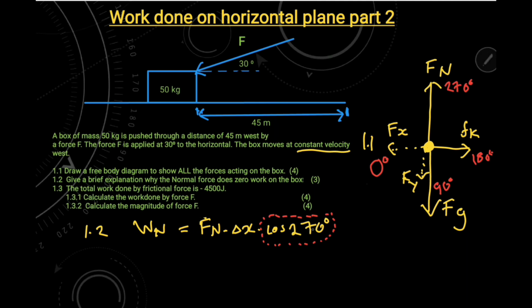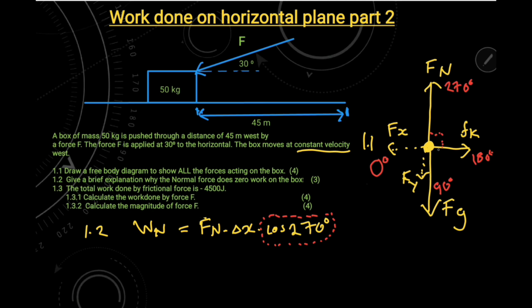0. So our explanation is to say that the normal force acts at an angle of 270 degrees to the direction of motion and has got a 0 component in the direction of motion, therefore will do 0 work. Okay, normal force acts at 270 degrees to the direction of motion, will have no component in the horizontal direction and therefore will do 0 work.